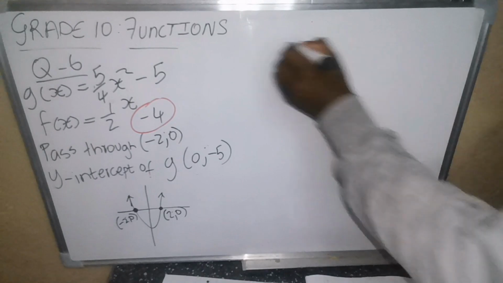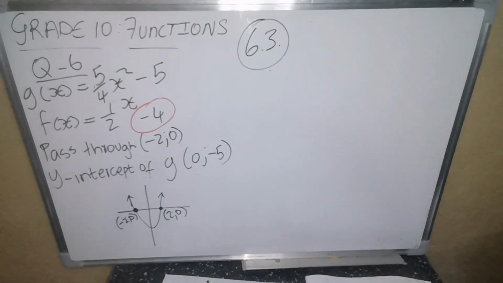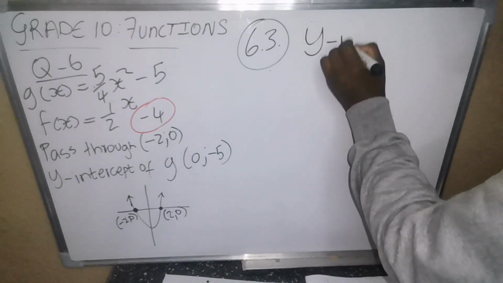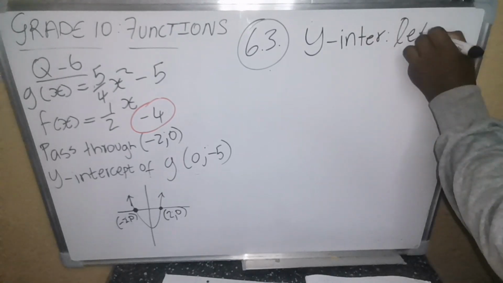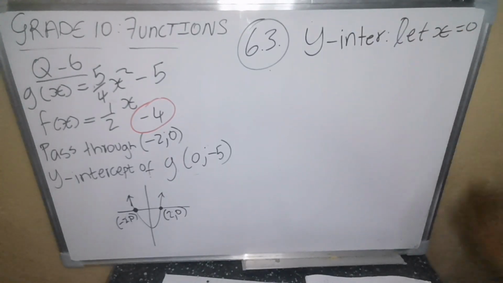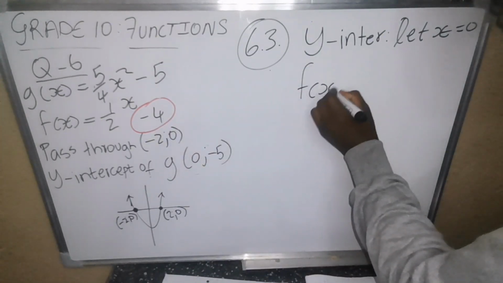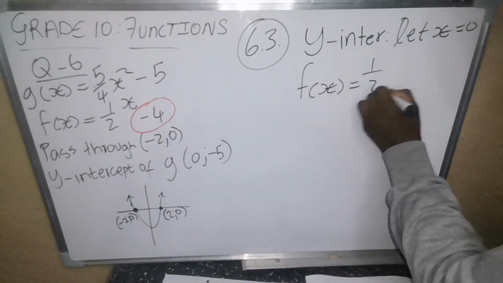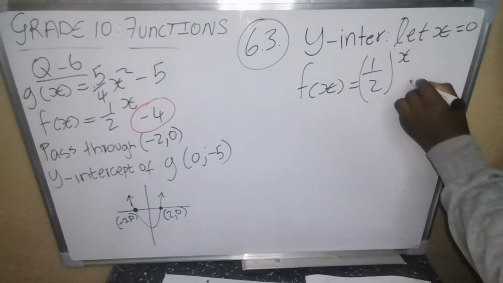Let's go to 6.3. It says calculate the y-intercept of f. For the y-intercept, you let x be equal to 0. I'm finding the y-intercept of f, where f(x) = (1/2)^x - 4.